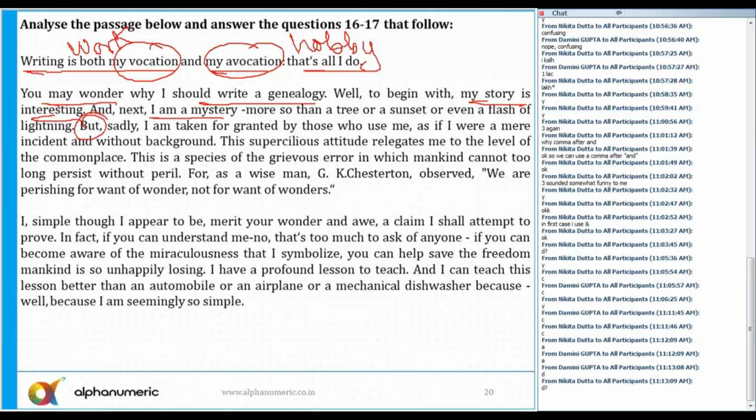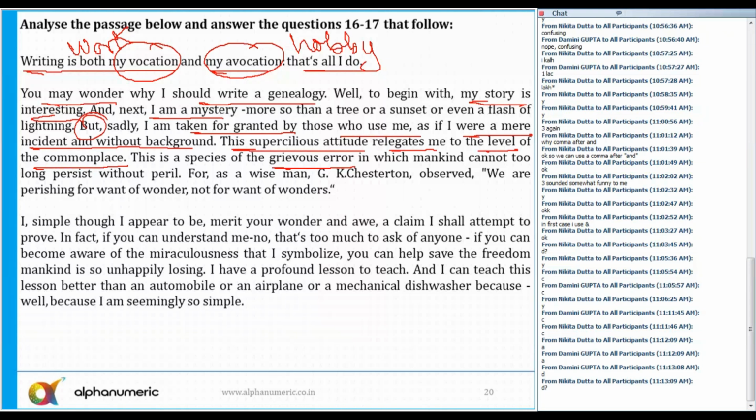But the sad thing is that I'm taken for granted by those who use me as if I were a mere incident and without any background. So when you take me for granted, this actually shows your supercilious attitude. Supercilious means arrogant. You are being arrogant if you relegate me to the level of the commonplace. Relegate means you put me in an inferior position. You demote me. You are being arrogant if you believe that I am a very common thing. Then this is a grievous error.